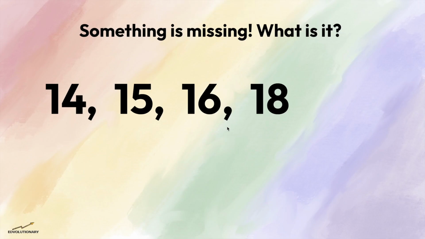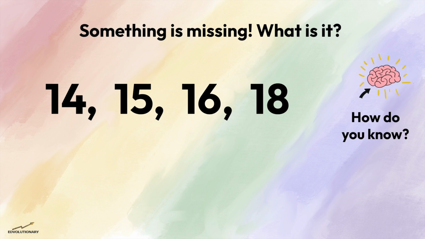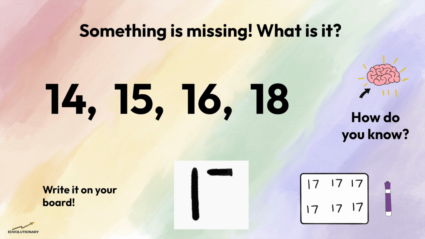All right, and that last challenge for Friday is a couple examples where you say, something is missing. What is it? And students have to figure out which number is missing in the sequence. Write it down once you've figured it out. You can ask them, how do they know? And then have them write it. So that is this week.